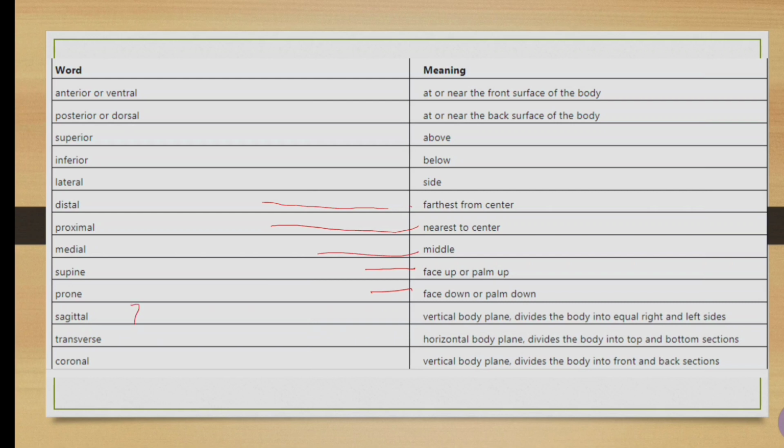So all these things, sagittal, transverse and coronal, all these are body planes. So sagittal is a vertical body plane which divides the body into equal right and left sides. We learn this with a diagram also. Transverse is horizontal body plane which divides the body into top and bottom sections. Coronal is the vertical body plane which divides the body into front and back sections.